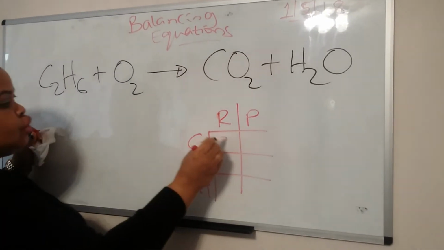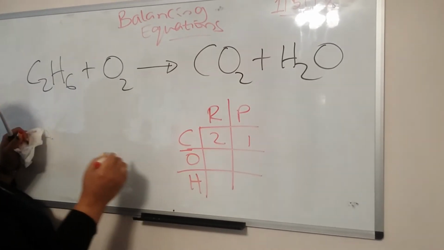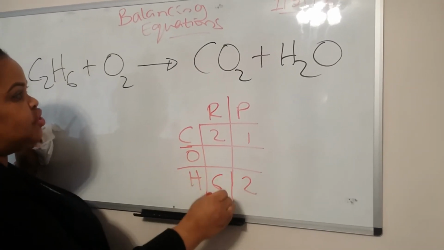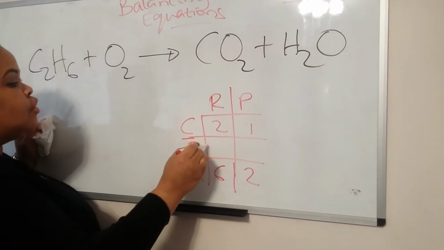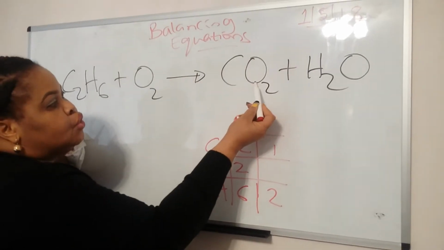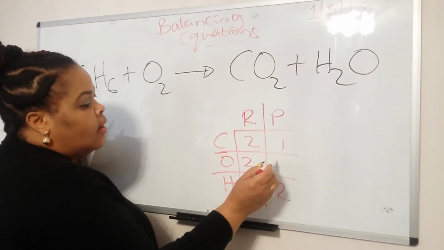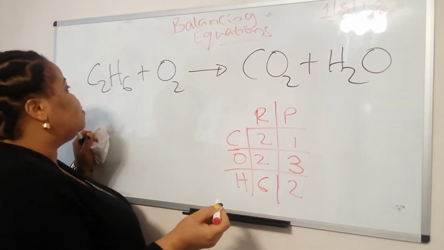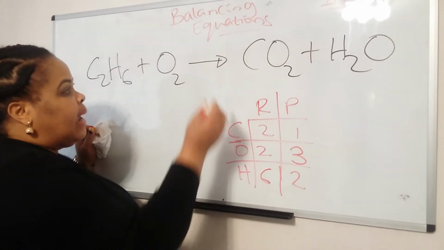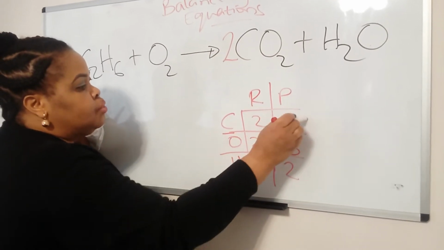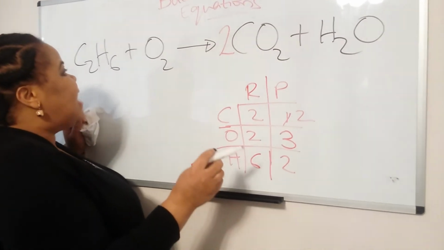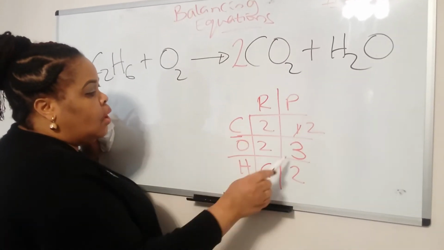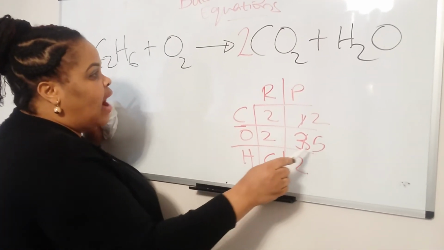On this side, I've got 2 carbon. I've got only 1 here. Here, I have 6 of hydrogen, but I've got 2 of hydrogen on this side. Here, I've got 2 of oxygen, but I've got 2 plus 1, 3 of oxygen on the product side. The first thing, again, I'm going to do is to balance my carbon. My carbon needs to be balanced, so I'll pop a 2 there. All right, that changes my oxygen to 2 times 2 is 4 plus 1. It increases it to 5.